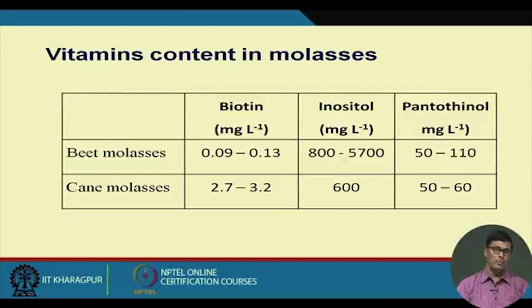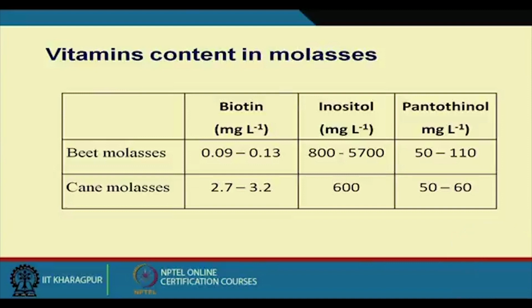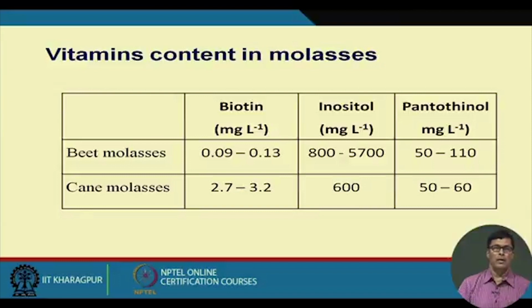And if you look at the vitamin distribution in beet and cane molasses, in one of my previous lectures I mentioned that cane molasses is largely available in India and beet molasses is mostly available in the western countries. Though in South India some places also produce beets, and from that we can produce beet molasses, but the number is very few. The biotin, inositol and pantothenic acid play a very important role in the alcohol fermentation process.